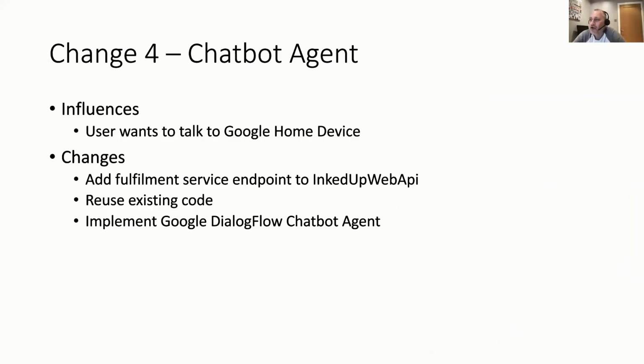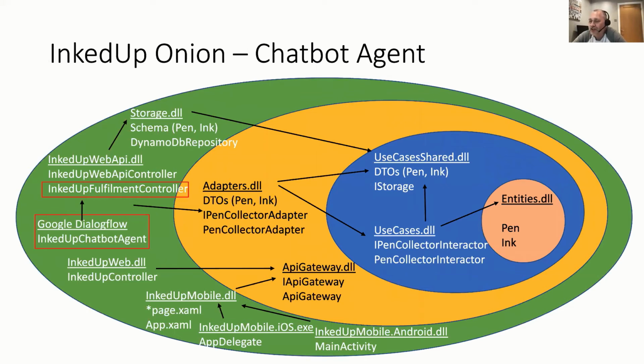You know, I might get a Google Home device or something, and now I'm going voice crazy. And I want to be able to talk to my Google Home device and tell it to ink a pen up. And what I can do here is a fairly simple change to the web API. I can add another endpoint controller in there, which satisfies the format that's required by Google Dialogflow. And then in Google Dialogflow, I can create a chatbot agent and configure it to use that new endpoint. And that new endpoint will literally just use the adapter in the same way as the existing API. And again, we've not had to make any changes to existing code here.